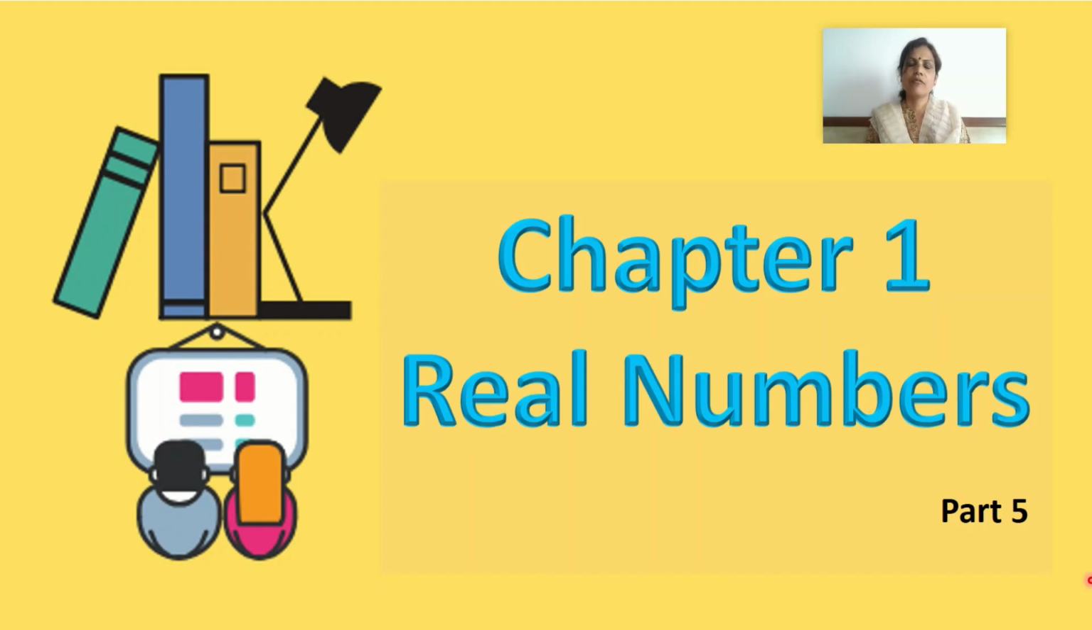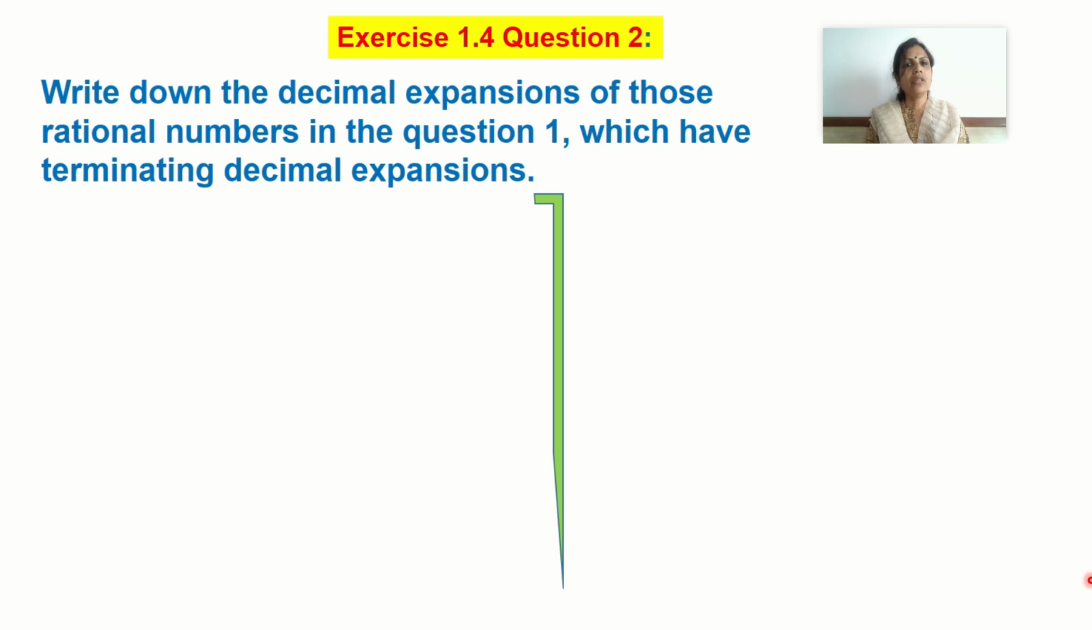Hello students, from chapter number 1, Real Numbers, we have started solving the sums from exercise 1.4 and we have completed question number 1 of exercise 1.4. Today we are going to begin with question number 2 of exercise 1.4. The question is, write down the decimal expansion of those rational numbers in question number 1 which have terminating decimal expansions.